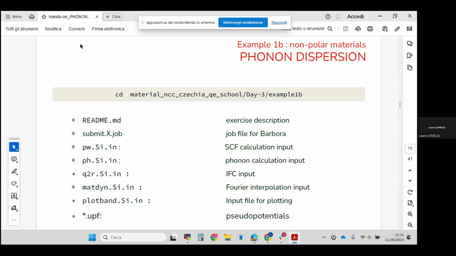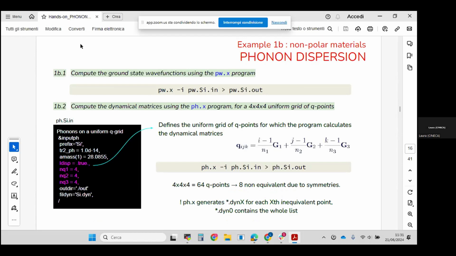Here you see that there is a larger number of input files because the workflow requires more steps. So the very first step is always a ground state calculation, which you run with pw.x self-consistent. The second step is a phonon simulation. In this case, you need to inform the program in the input file that you want to compute a phonon dispersion. And you need also to define the uniform grid of Q points for which the program starts the calculation of the phonon dispersion.